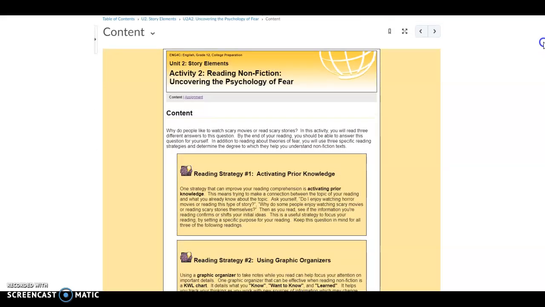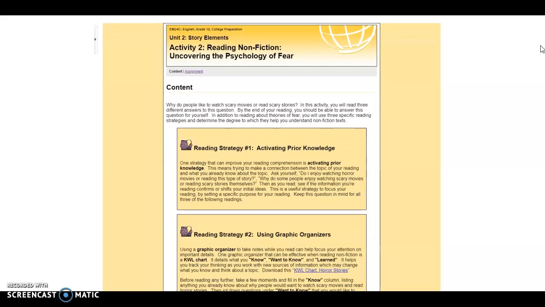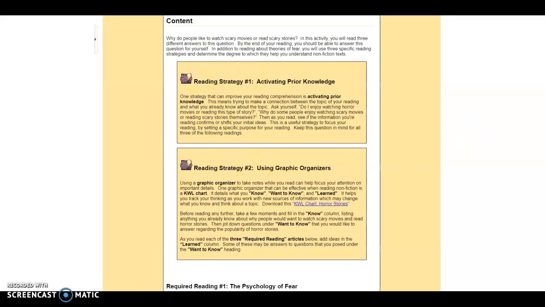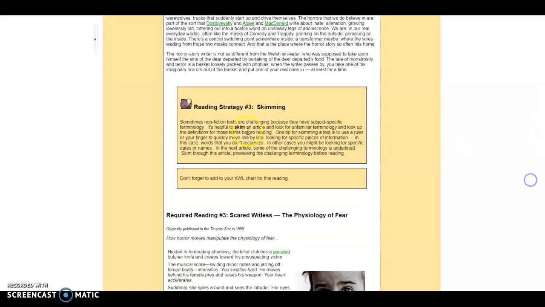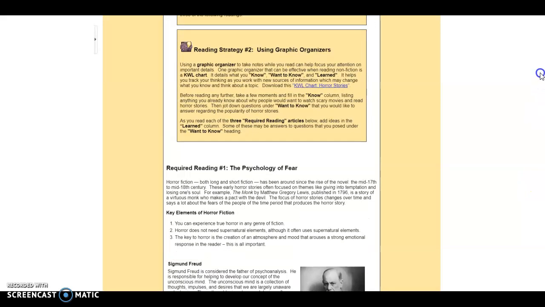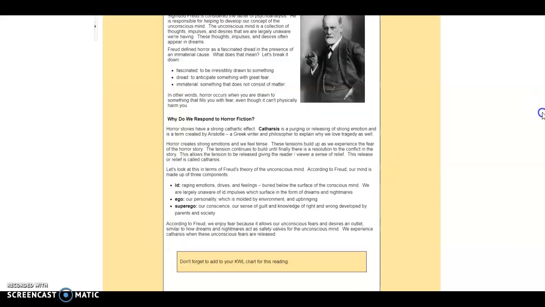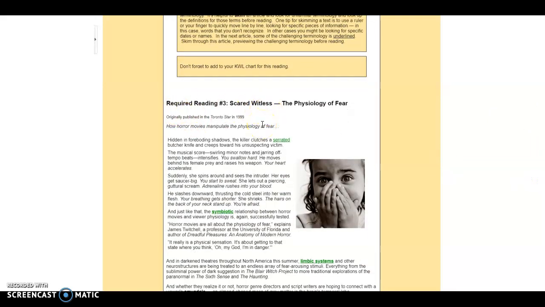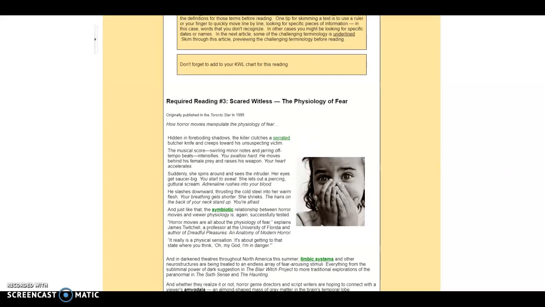If we summarize here, the content page has two separate topics broken up into three. You have your three reading strategies that you need to be aware of, and you have your three required readings. You have to understand them as well. So you've got required reading 1, 2, and 3. It'll be important that you keep these ideas separate, that you understand what the three readings are and what the three reading strategies are, because when we do the assignments, you're going to be asked about both.